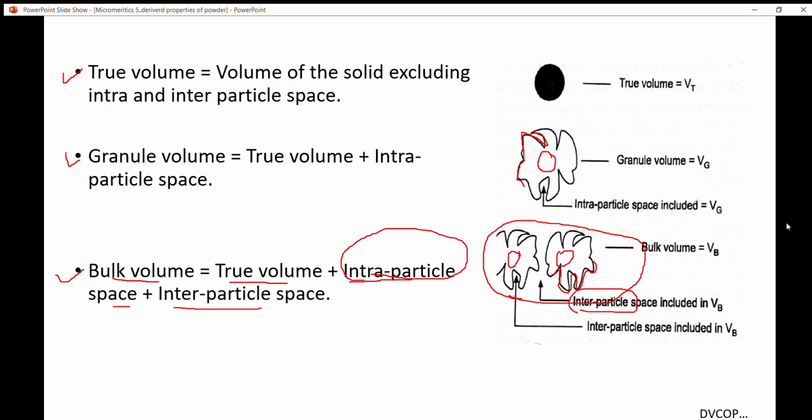Next one is the true volume. This true volume is the volume of only the solid particle, excluding, that means without, the intra and interparticle spaces. So this true volume is the volume of only the solid particle.